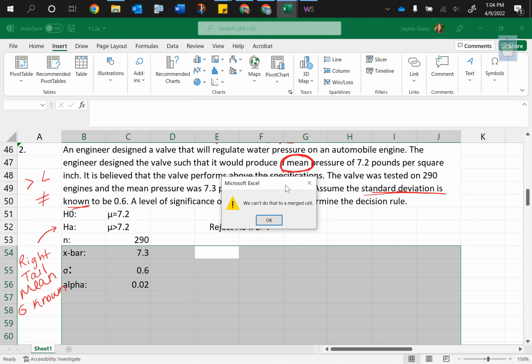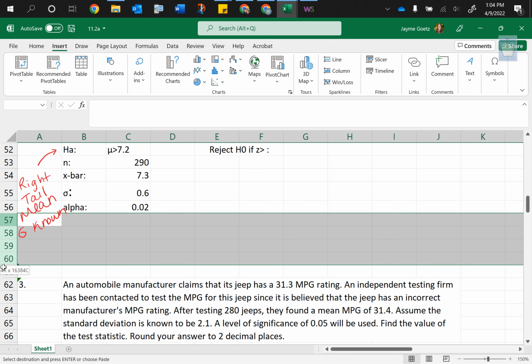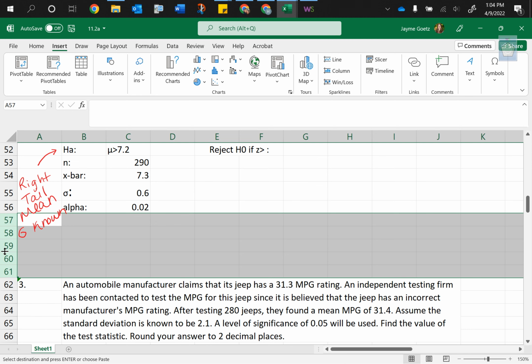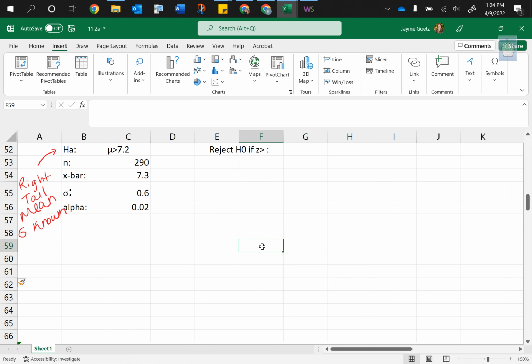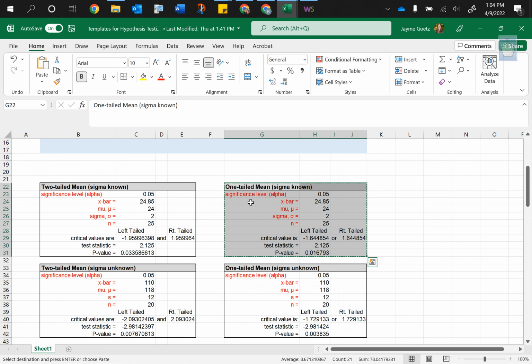Now you'll notice it says we can't do that to a merged cell. Sometimes that happens. That literally just means you don't have enough room in between that problem and the next. So I'm just going to insert some more rows. I'm going to come over here to the rows, highlight however many I want to insert, and then right-click and go Insert. That'll shift it down, but you will have to go back and Control-Copy that again.